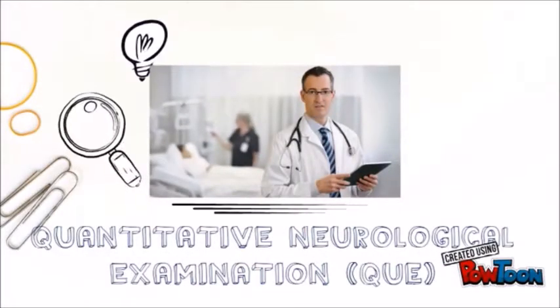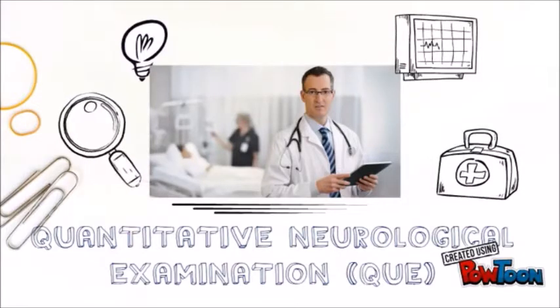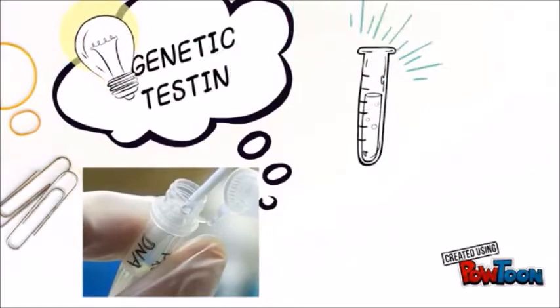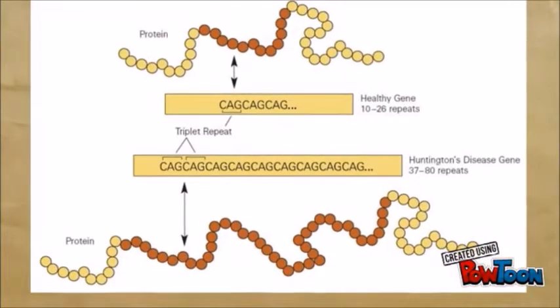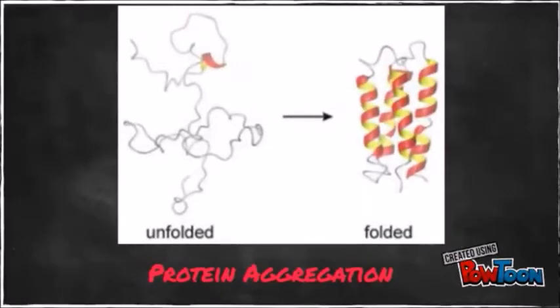Through quantitative neurological examination (QNE), doctors are able to monitor the development of an HD patient's involuntary movements. Genetic testing is also able to test for the disease. The protein structure of a defective Huntington gene will be vastly different from that of a normal non-defective Huntington gene. The HD protein, being defective, will go through protein aggregation, meaning that the protein will misfold and form clumps, which is correlated to Huntington's disease.